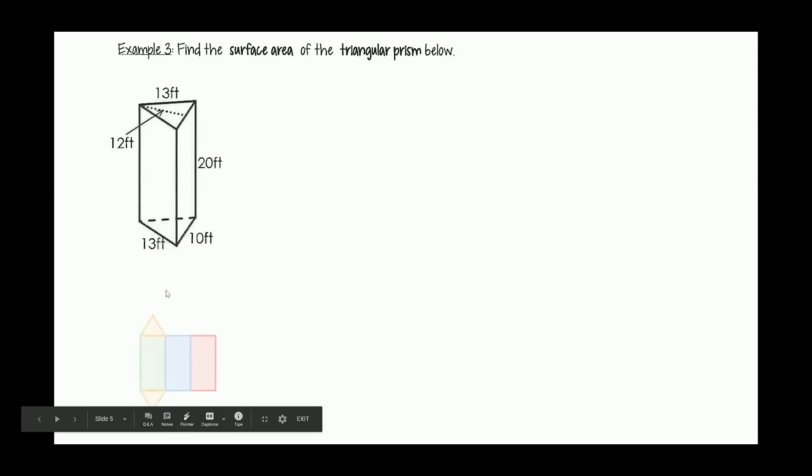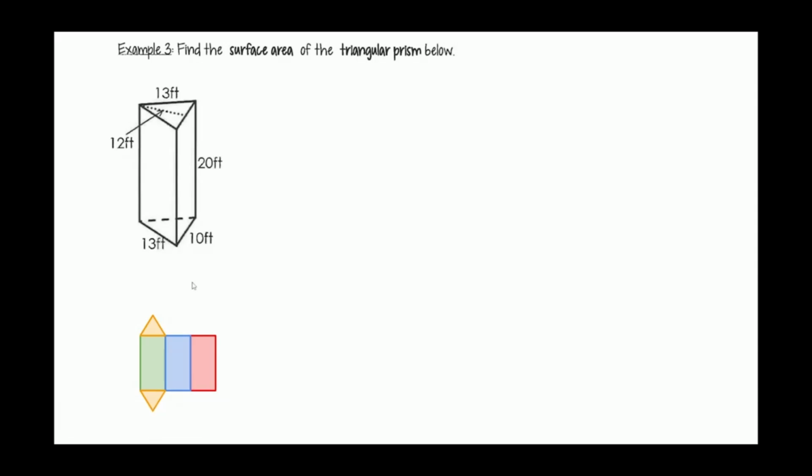So I'm going to start by drawing out the net. If I unfold this box, what I have are 2 triangular bases at each end, and we have 3 rectangles that connect the 2. We have 3 rectangles because a triangle has 3 sides. If we had a rectangular prism, we should have 4 rectangles connecting the two bases.